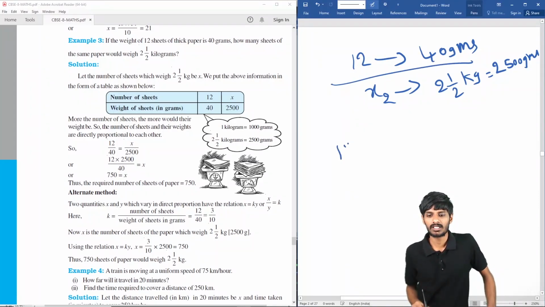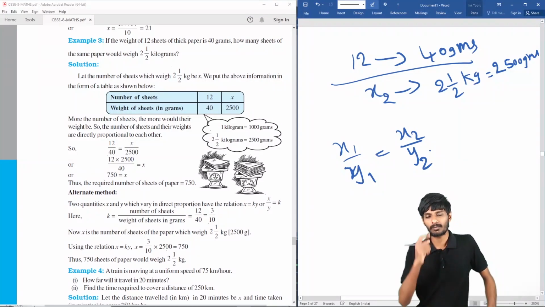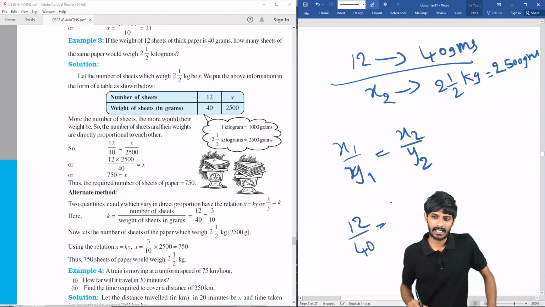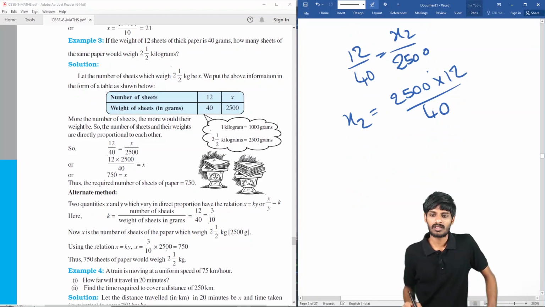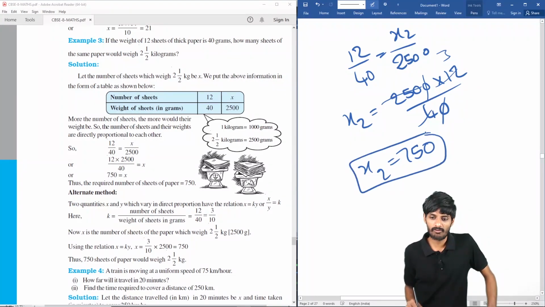What we know is x1 by y1 is equal to x2 by y2. This is the direct proportion formula. Here x1 is 12 and y1 is 40, and x2 we have to find, and y2 is 2500 grams. Our aim is to find x2, which is 2500 into 12 by 40. You cancel the zeros, and finally you will get the x2 value, which is 750. So 750 sheets of paper are there.